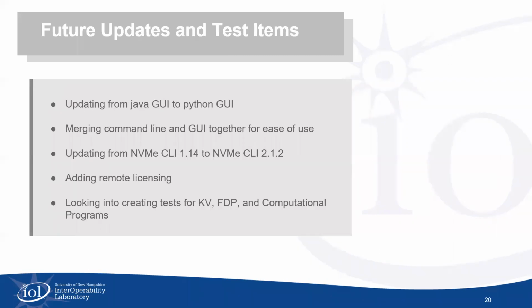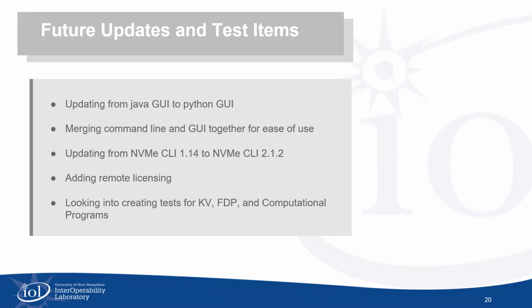Some future things that we're actually trying to do with this test tool. Currently, our implementation uses a Java GUI, and we're hoping to go to a Python GUI fairly soon. This should be a little more stable because we have noticed some issues, and it'll be a lot easier for us to support in the future if we run into any issues. We're also merging our command line and GUI into one thing so that it's a lot easier for vendors to actually use our product. So you don't have a bunch of different areas that you use. It would just be one command that you could enter with a couple of different flags.